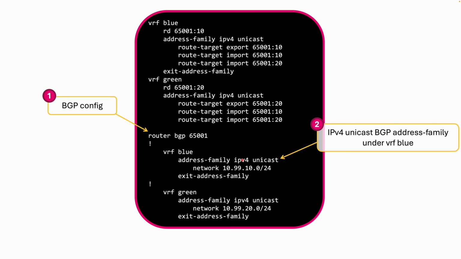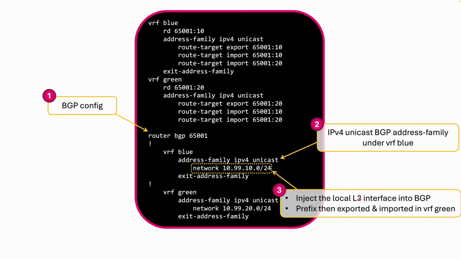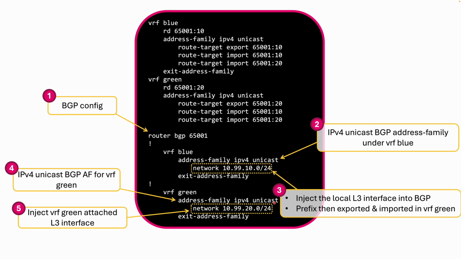As you can see here, IPv4 unicast under VRF blue, and then inject that local layer 3 interface into BGP. That's what I'm doing here. 10.99.10.0/24 will sit in the routing table assigned to VRF blue at this point. And essentially doing the same for VRF green, create the VRF under BGP, add in the address family IPv4 unicast, and inject the network 10.99.20.0/24. That is step 5.